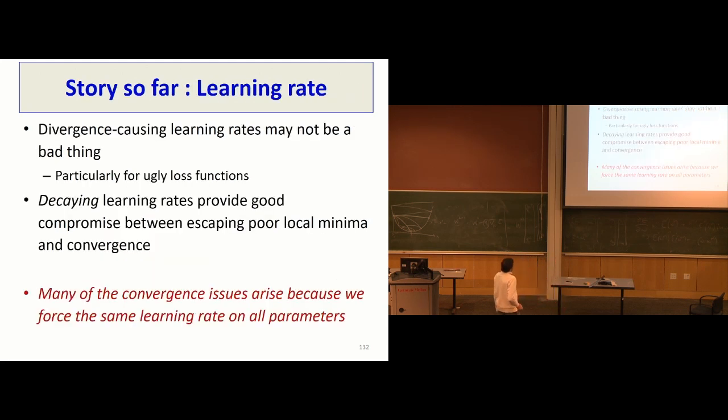So, continuing with the story so far, the divergence causing learning rates may not really be a bad thing. We saw that, particularly when the loss functions are ugly. So what you really want to have is decaying learning rates, which provide a good compromise between escaping poor local minima and convergence. And many of these convergence issues arise because we are forcing the same learning rate on all parameters.